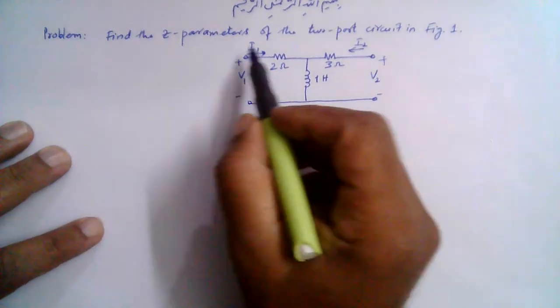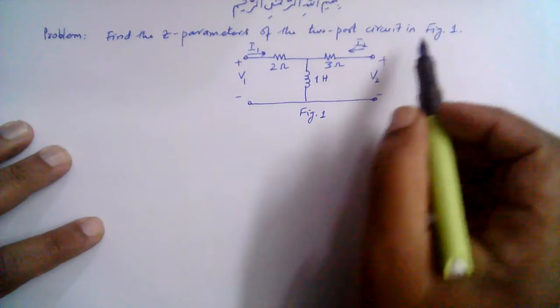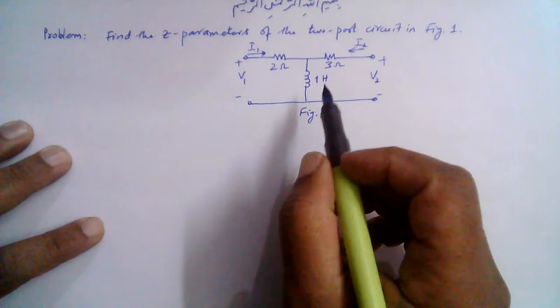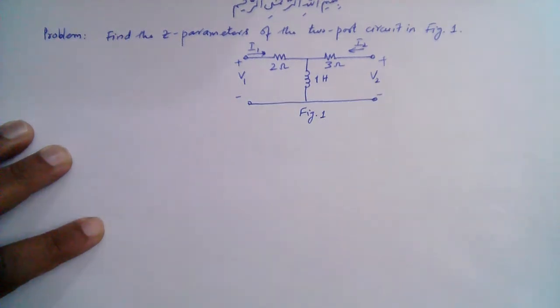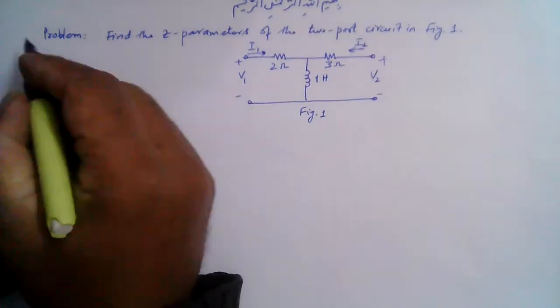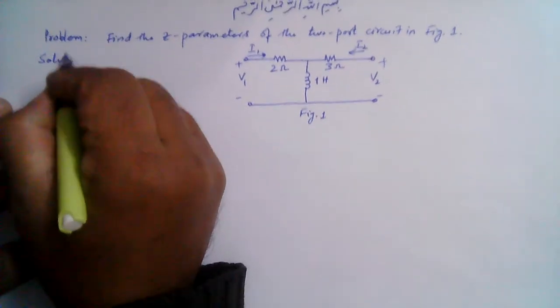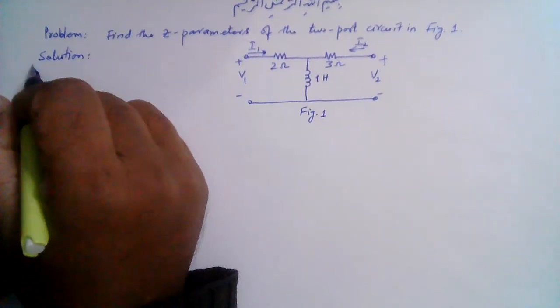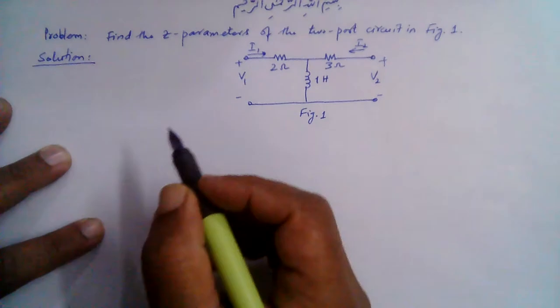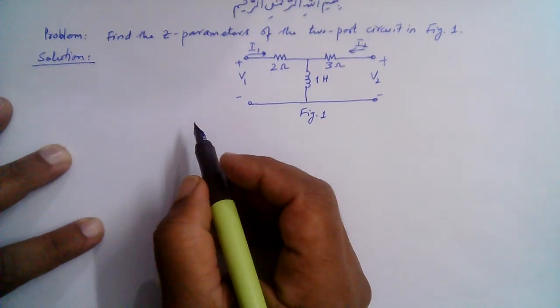Find the Z parameters of the two-port circuit in figure 1. So this is the circuit that we are given and we have to find the Z parameters. So first of all, we must write down the equations that govern the Z parameters.